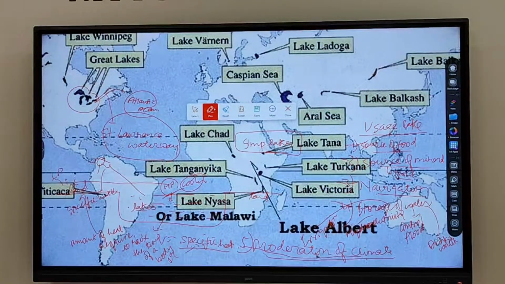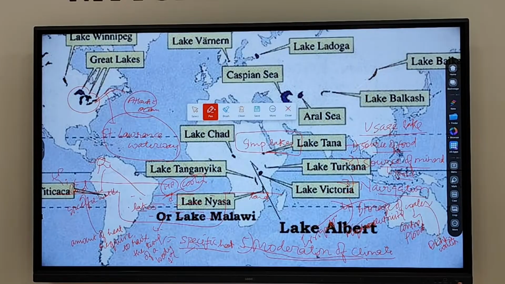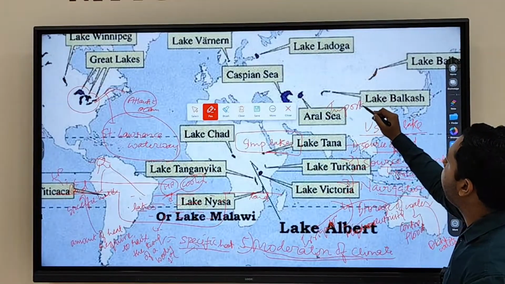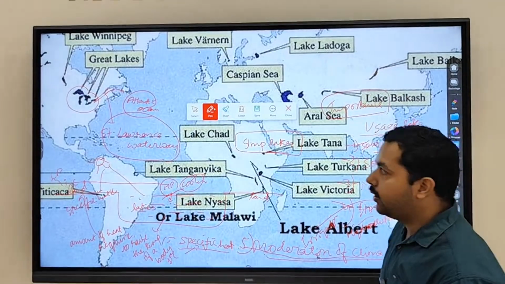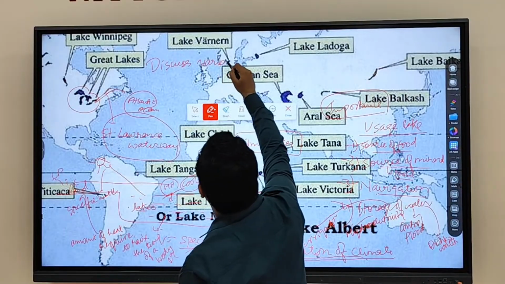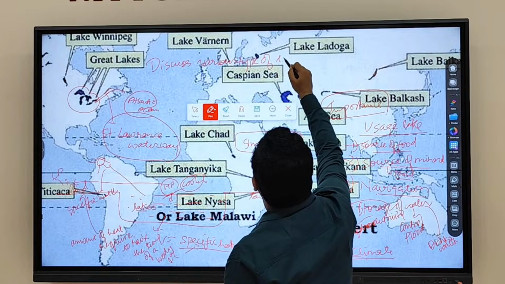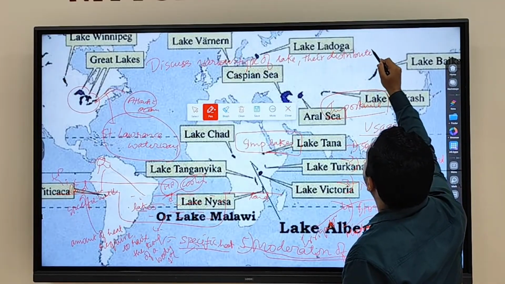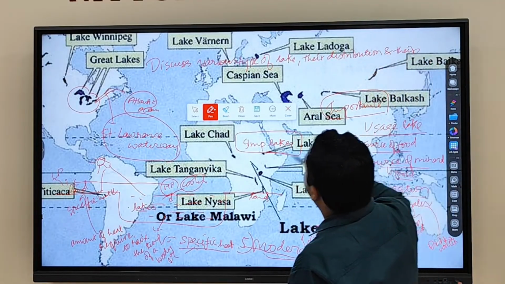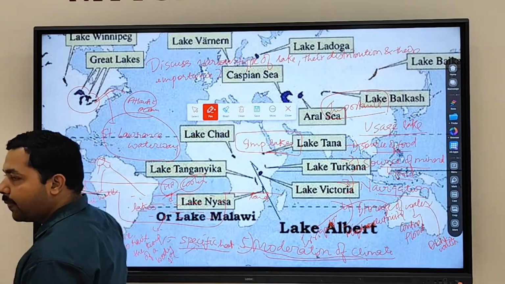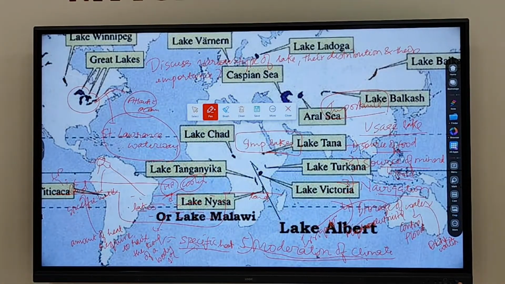So these are the questions that you can get in the examination: what is the importance of lake? Or you can get a question like this in the mains examination: discuss various types of lake, their distribution and their importance. Clear? Those type of questions you can get in the mains examination.